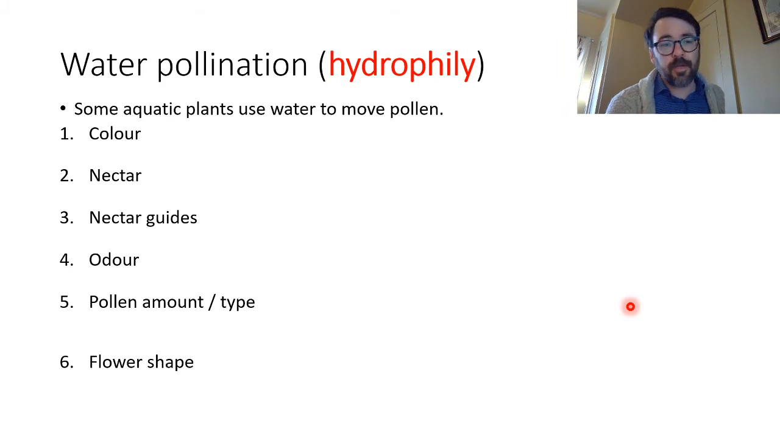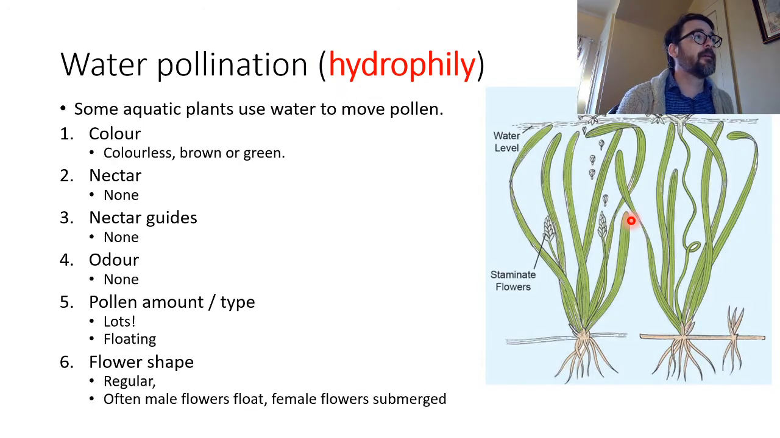You can also use water pollination. It's a little bit more rare, but some aquatic plants use water to move pollen, and that's called hydrophily. Again, you could imagine that it doesn't matter what color you are. The water doesn't care. There's no nectar guides, no reason to have a smell. You probably need lots and lots of pollen, just like wind pollination, but you might make it so it floats in this cool way. You can see this example of a plant has the male flowers below the surface and the female flowers floating on the surface, and then they break off little pieces that find their way up to the females. Often male flowers, I think I've got this backwards. Often the female flowers float and the male flowers are submerged.